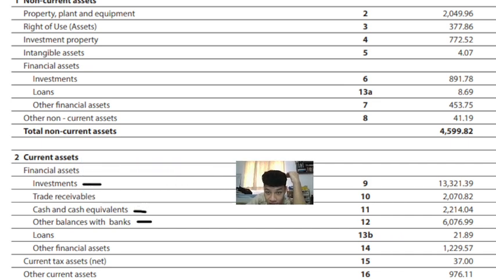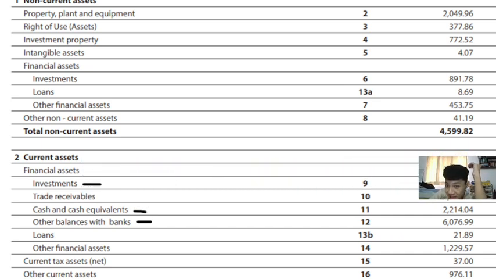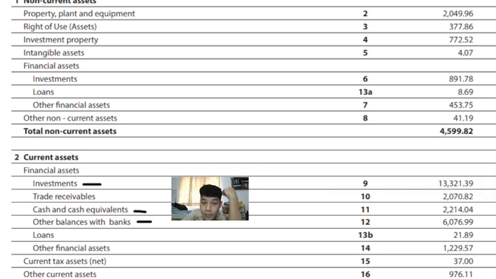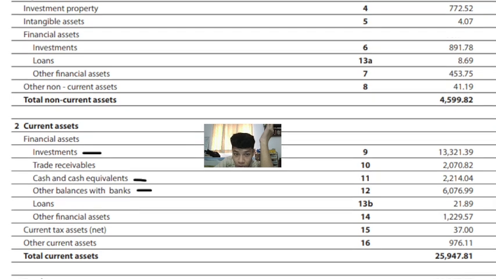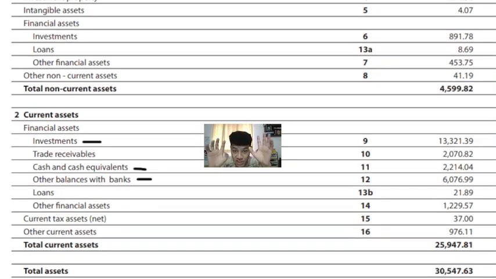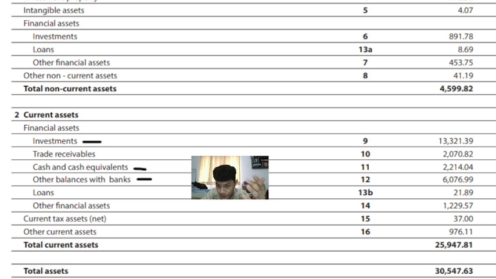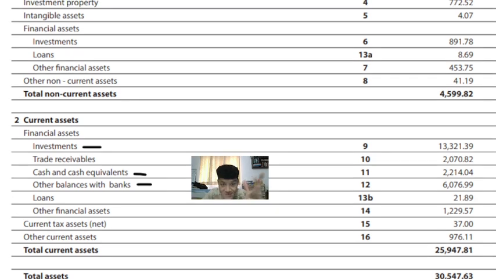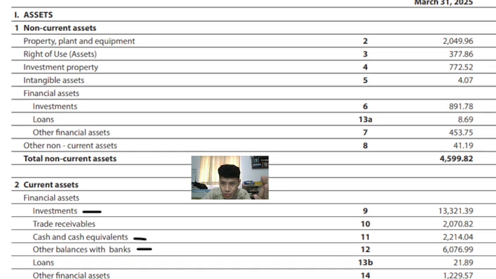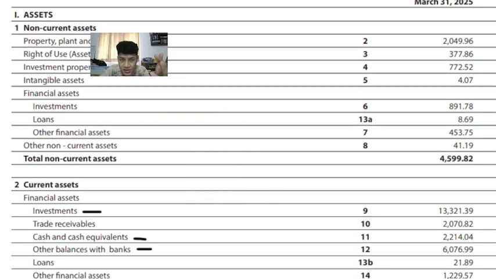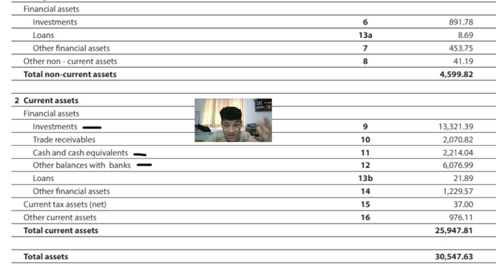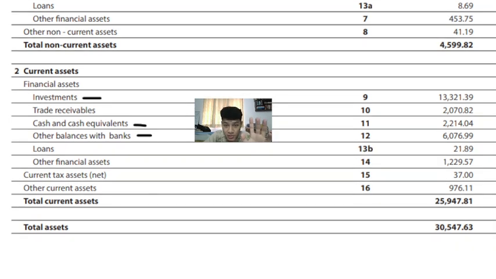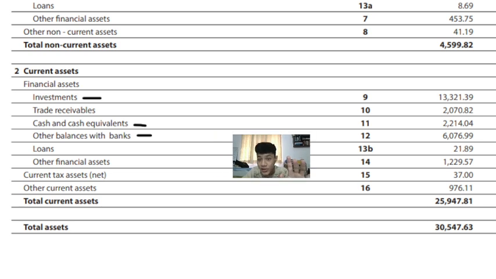Cash and cash equivalents: 22 crores. Other balances with the bank: 60 crores. That gives a total of current assets, which can be liquidated within the next 12 months, of 259 crores. So current assets dominate. The company is a software company, so it doesn't have a lot of fixed assets like property, plant, and equipment. Current assets, massive.